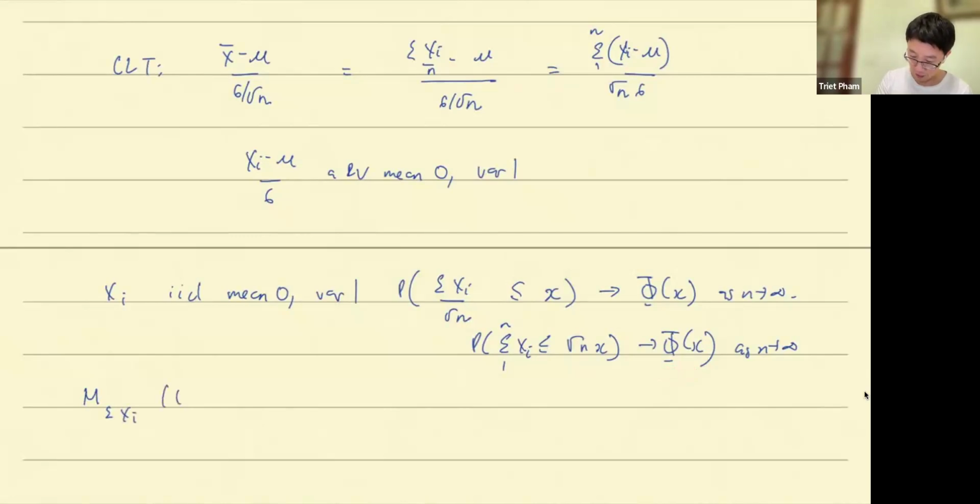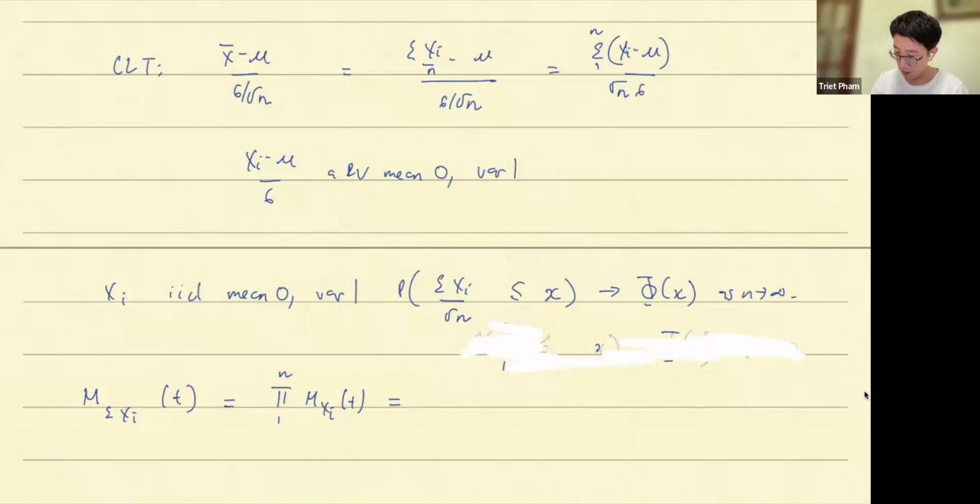So the MGF of the sum, sorry, I think I still want to keep it over root n here. I don't think I need this statement. The MGF of the sum is the product of the MGFs. Because these are independent, it will be just the MGF of one of them raised to the n power.